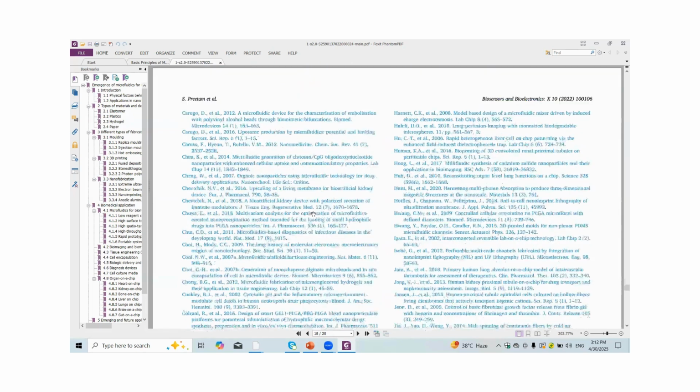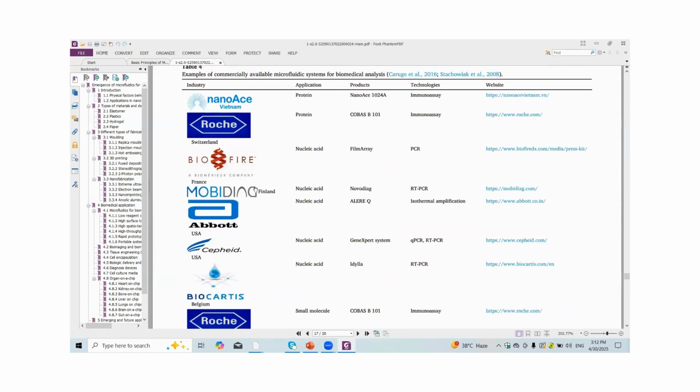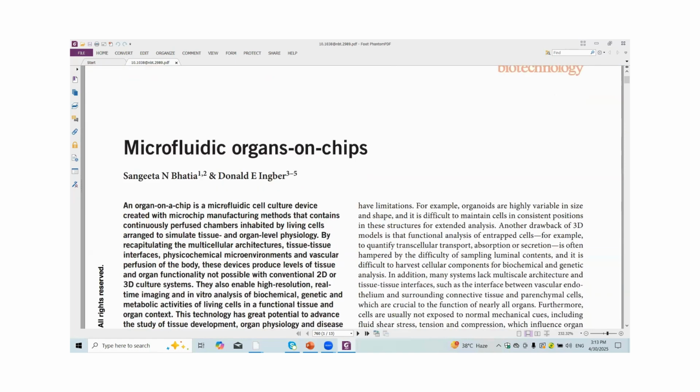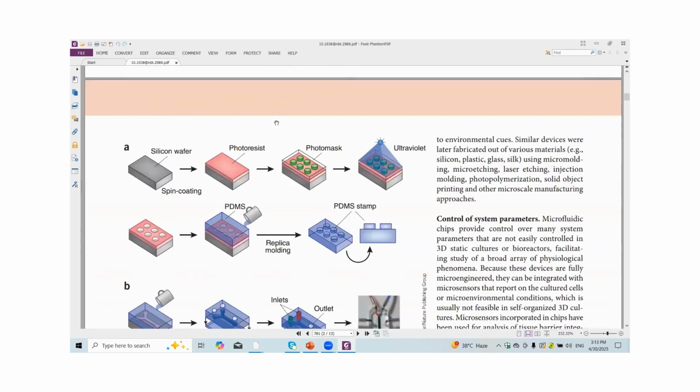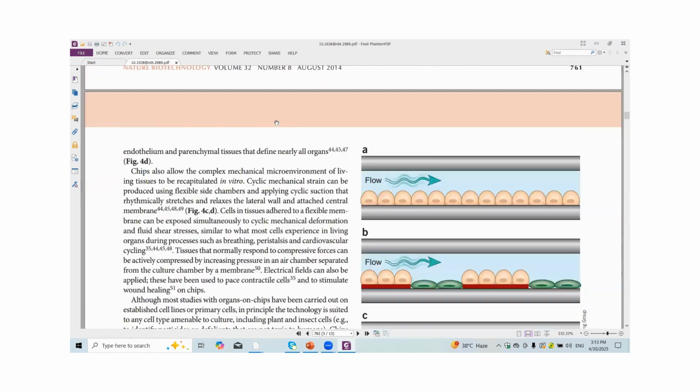So these are the different companies. You can see these companies are working on different applications, for example protein cases and nucleic acid cases, and these are the related papers. So you mentioned that organ on a chip was introduced by Donald Ingber. This is the scientist, okay? So he for the first time published this paper in Nature.